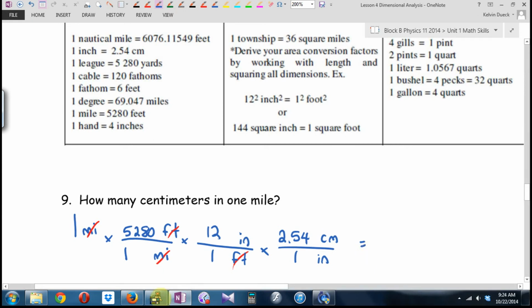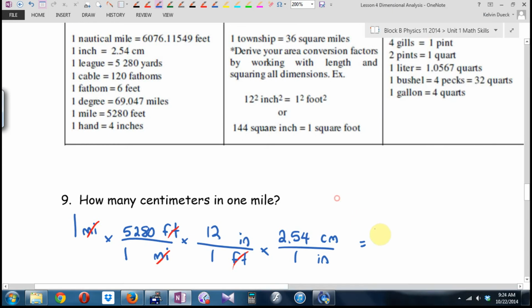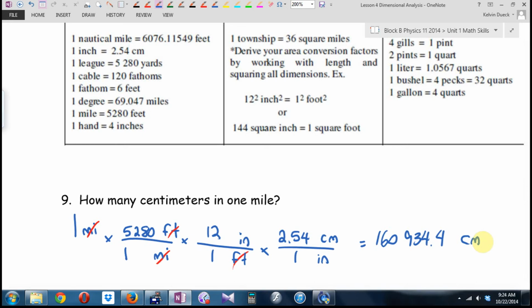5,280 times 12 times 2.54. 160,934.4. 160,934.4 units. Centimeters. This is kind of my throwing the mic down. I write the unit. I did the conversion. Ta-da! Centimeters. There you go. Walk off the stage.